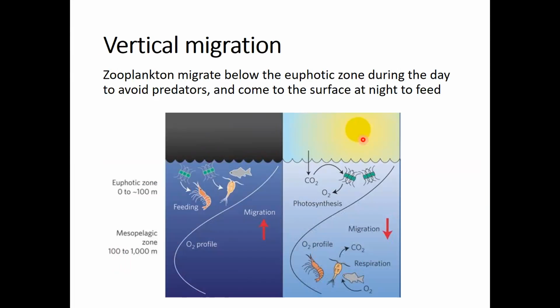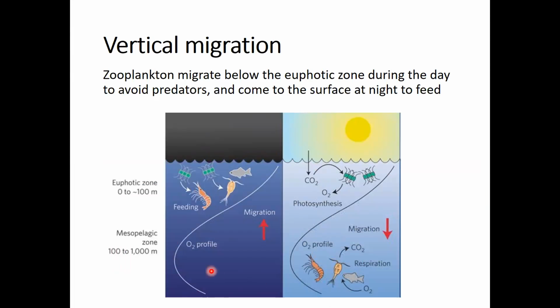So during the day, when the surface water is nice and bright and sunny, they actually migrate deeper below the euphotic zone, so usually below 100 meters. And they do this to avoid predators at the surface. So seabirds flying over on this bright sunny day can easily see the zooplankton and feed on those zooplankton. So they go down deeper in the water to hang out and hide.